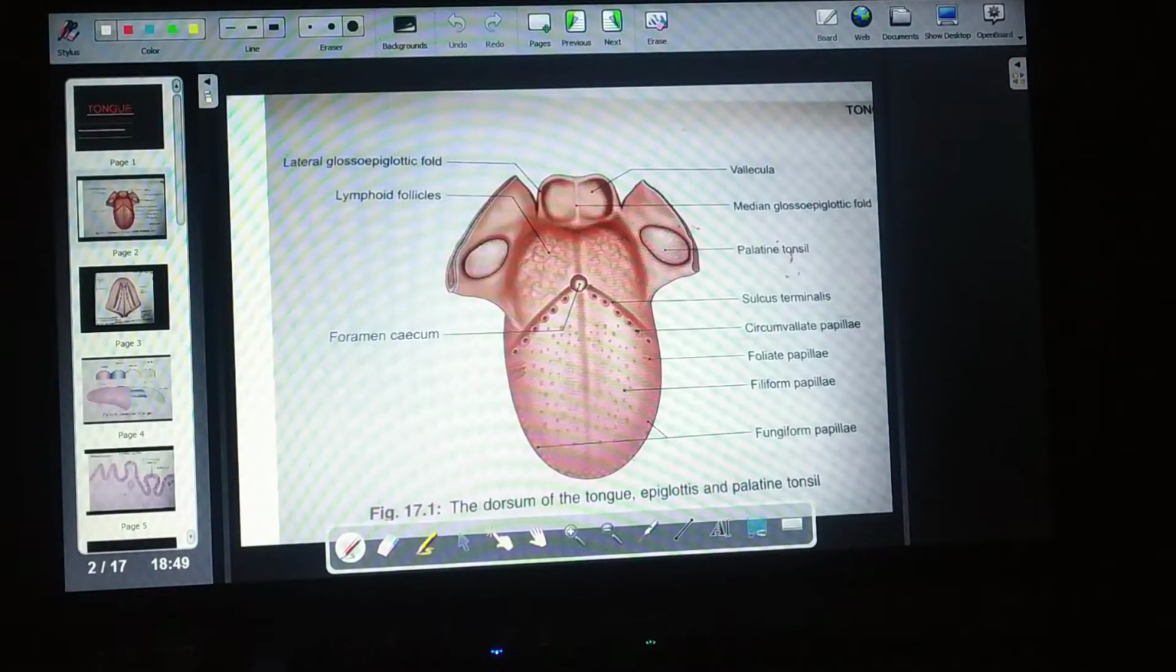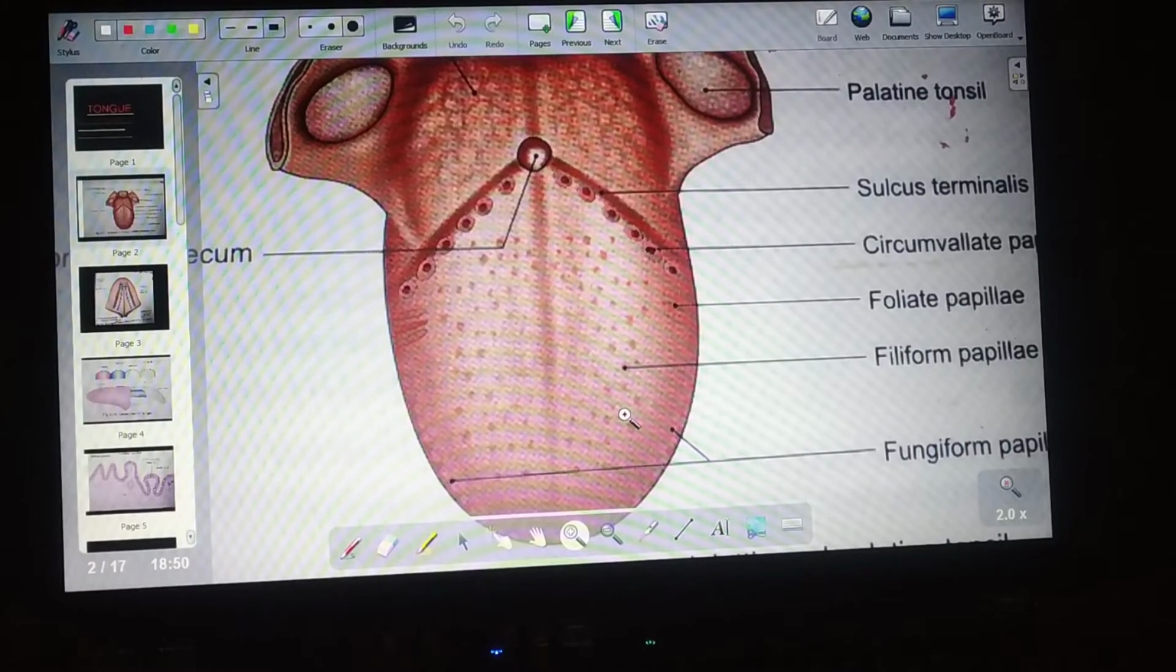So this is how a tongue looks, its external features. There are numerous papillae present on the dorsal surface of the tongue. This is the dorsal view. There are various papillae, for example fungiform, filiform, foliate, circumvallate, the sulcus terminalis, palatine tonsils, and foramen cecum. So these are the various parts.